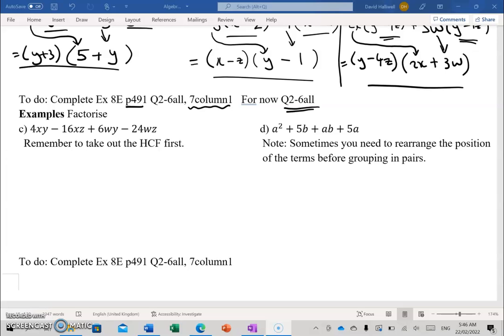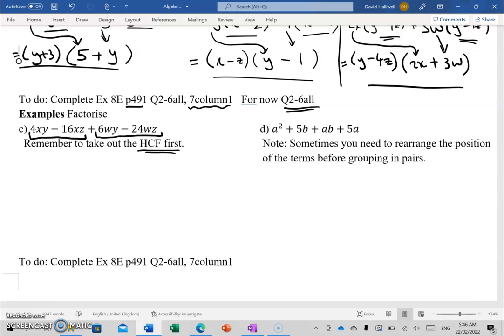Okay, in this video we're just going to have a look at two more examples of grouping in pairs. Remember, grouping in pairs is for 4 terms, and I can see 4 terms here for question number C. Now, we pair and we pair, but before we do this, have a good look at the numbers here. Hopefully you can see they're all even numbers. I've got 4, 16, 6, and 24. Well, they're all going to be divisible by 2.